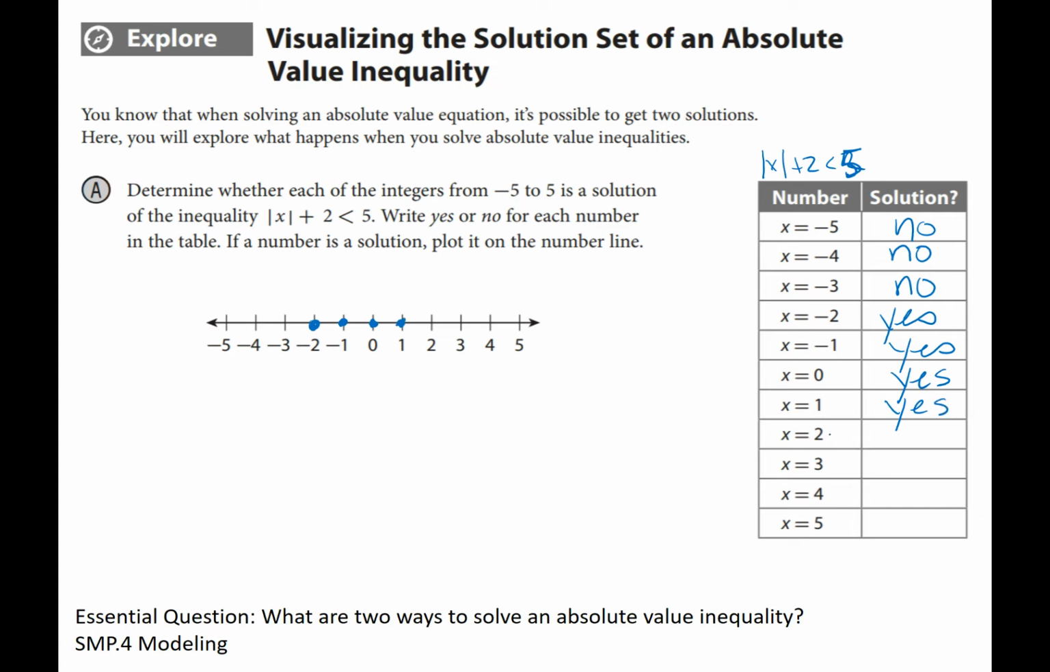Put in a 2, absolute value of 2 is 2. Plus 2 is 4, which is less than 5, so that one's a yes. And then put in 3: absolute value of 3 is 3, plus 2 is 5, but it's not strictly less than, so that one's a no. Put in a 4, absolute value of 4 is 4, plus 2 is 6, which is not less than 5. And absolute value of 5 is 5, plus 2 is 7, which is not less than 5.